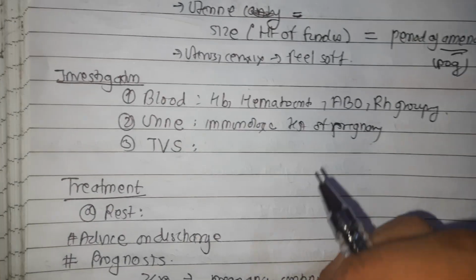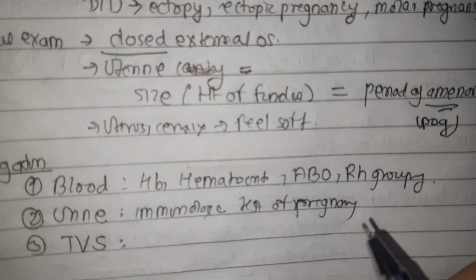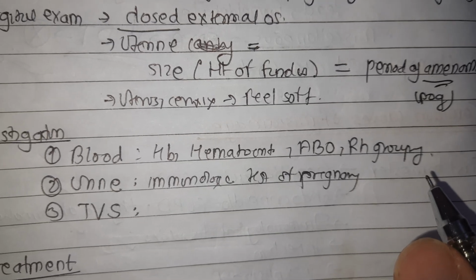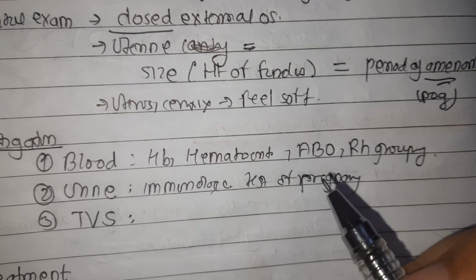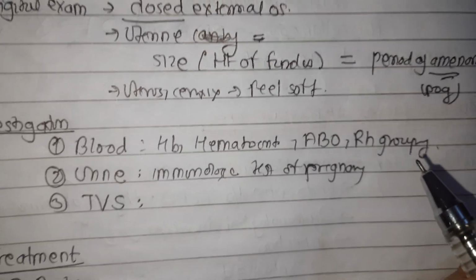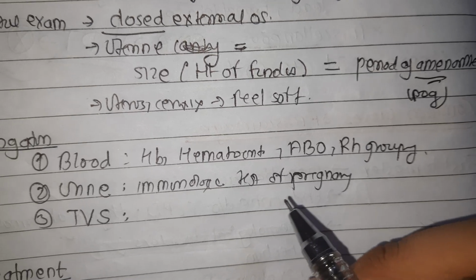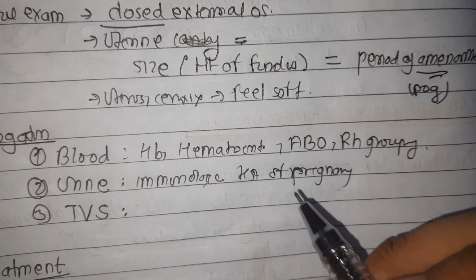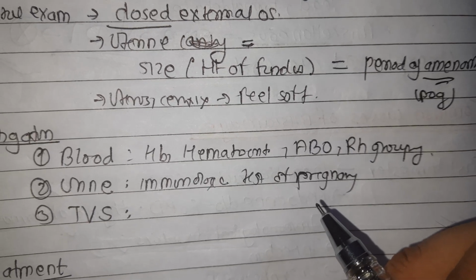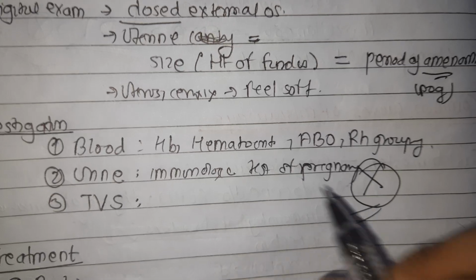Investigation: the routine investigations include blood for hemoglobin, hematocrit, ABO and Rh grouping. Blood transfusion may be required if abortion becomes inevitable. Anti-D gamma globulin has to be given for Rh negative non-immunized women. And the urine immunological test for pregnancy is not helpful, as the test remains positive for a variable period even after fetal death. So this is not helpful.